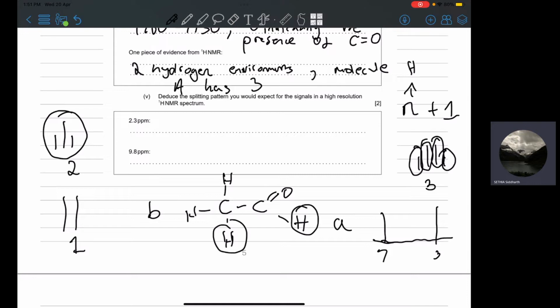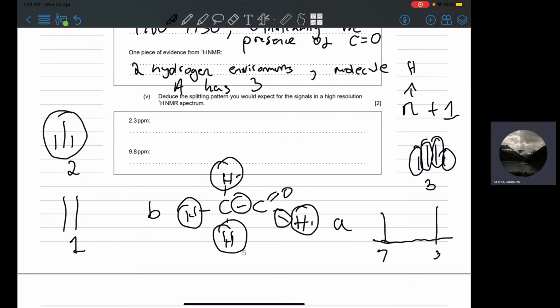Well, it has one neighbor, two neighbors, and three neighbors. And remember, before you determine if they're neighbors, check the number of bonds between the hydrogen in one environment and the hydrogen which is supposed to be its neighbor. So how many bonds are between this hydrogen over here and this hydrogen?